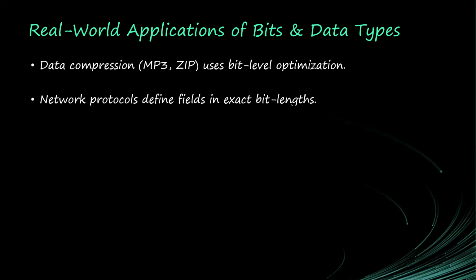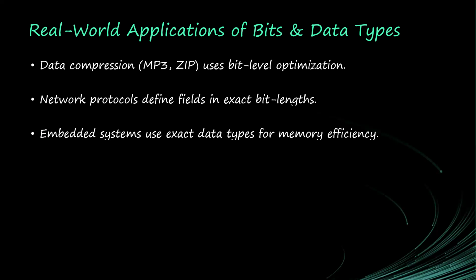In network protocols, network protocols define fields in exact bit lengths. We'll talk about network and these network protocols, and you're going to understand. Even when you're streaming data, these data are passing bit by bit. Do you understand all these things? Embedded systems use exact data types for memory efficiency. So you need to understand these bits, these data types, and how they work.